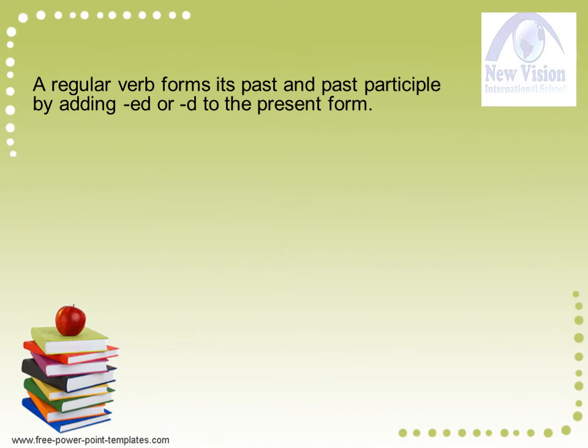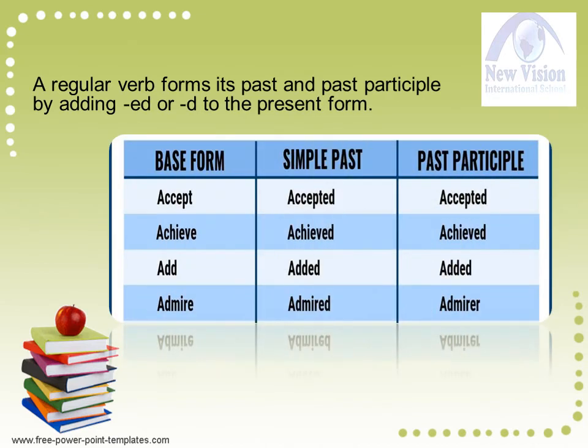Let us remember, a regular verb forms its past and past participle by adding ed or d to the present form. Have a look at this table. First column shows the verbs and its base form. The second column shows its simple past forms. And the third column shows the past participle of the given verbs.